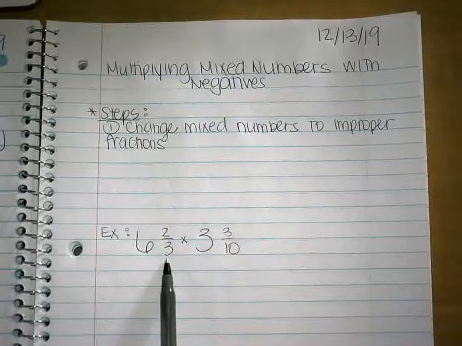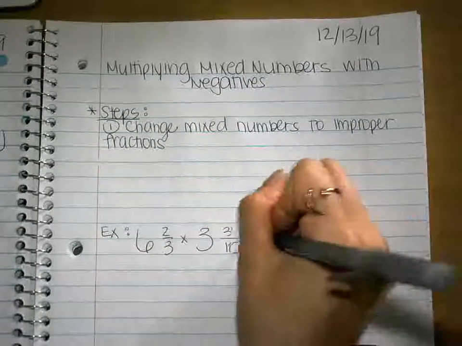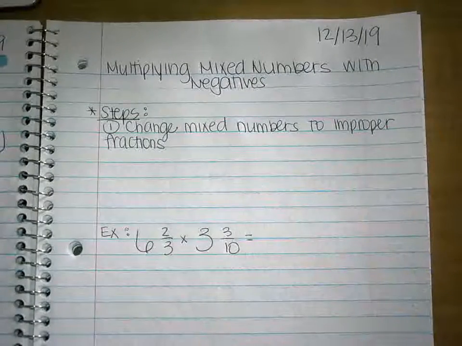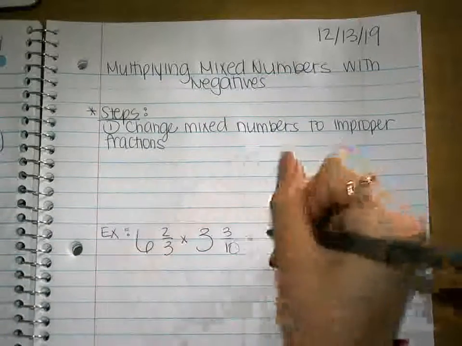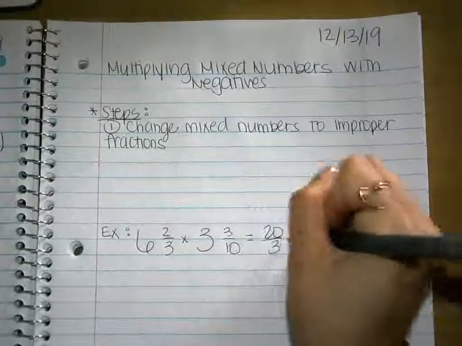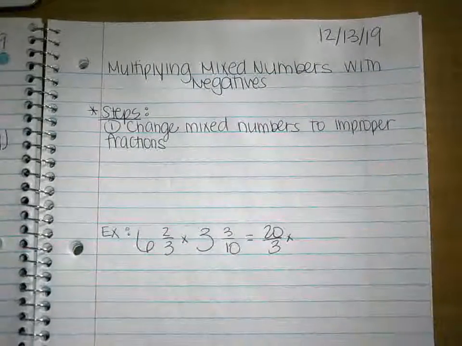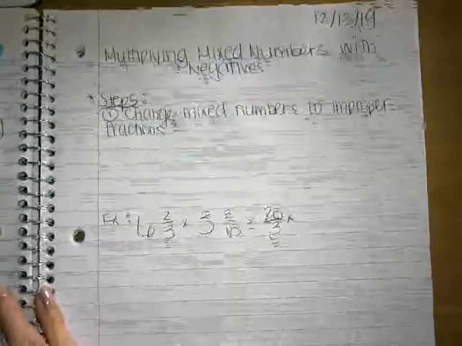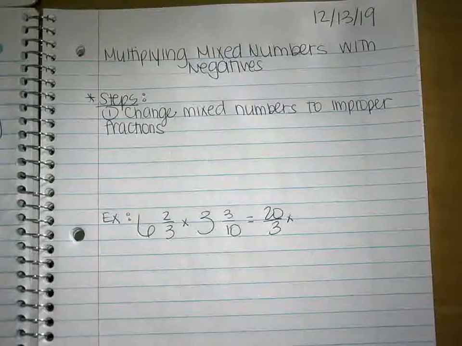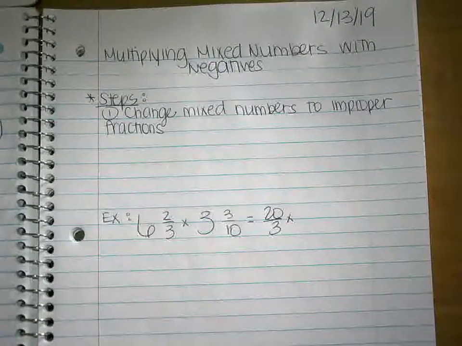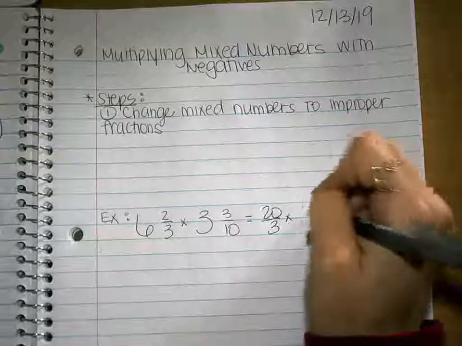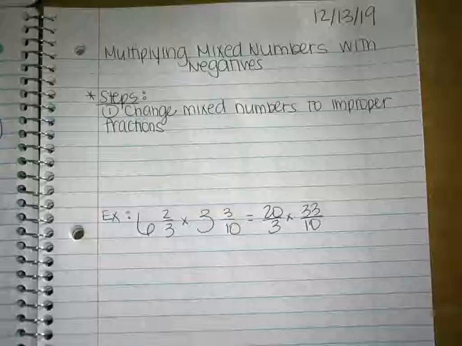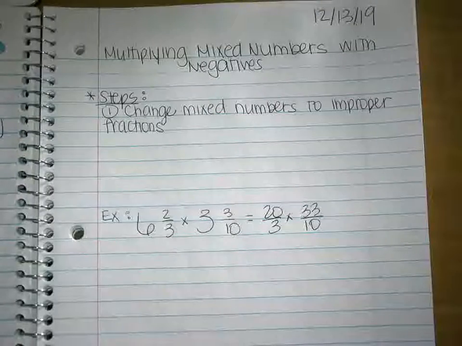Everyone change 6 2/3 to an improper fraction. What is it, everyone? 20/3. 20 over 3. And then I'm going to multiply that by 3 3/10. What's 3 3/10, everyone? What is it? 33/10. Any questions about step number 1?